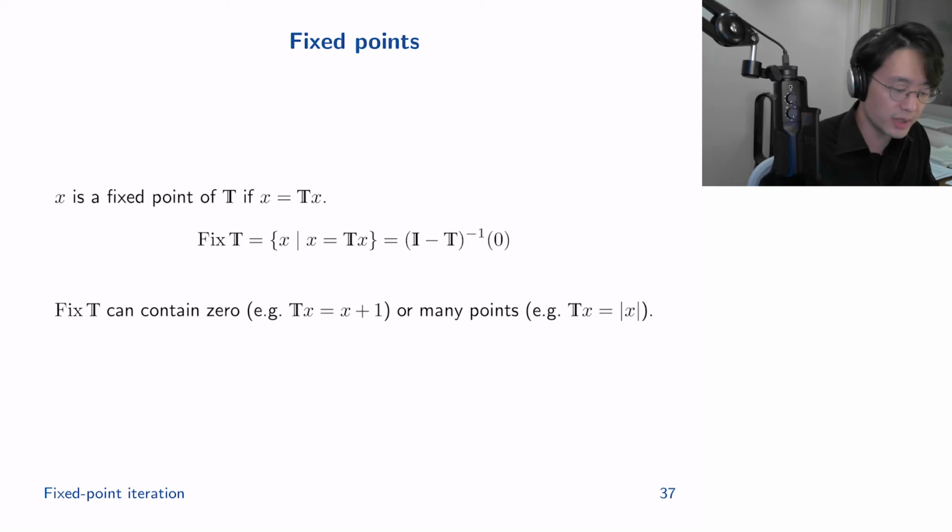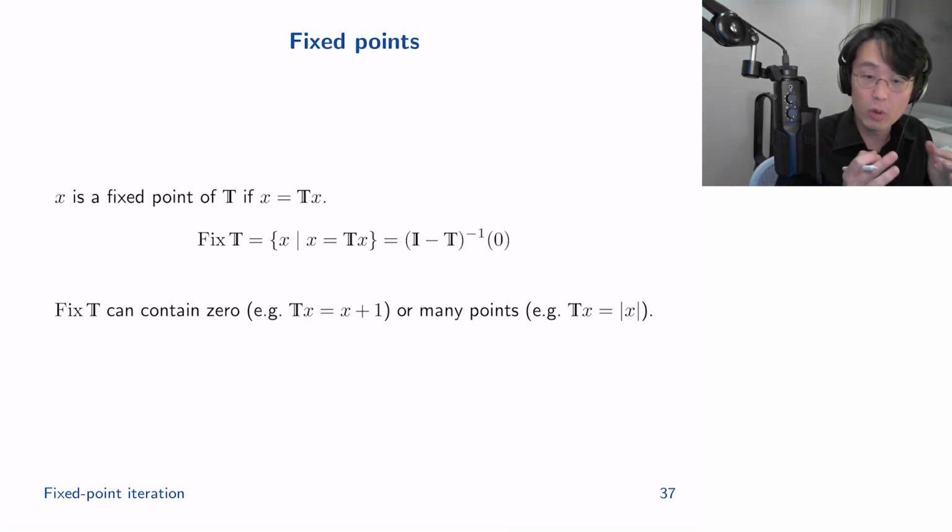And a different way to express the set of fixed points is that this is the operator I minus T. We take the inverse of that, and then we provide 0 as the input. The set of fixed points may contain no points.